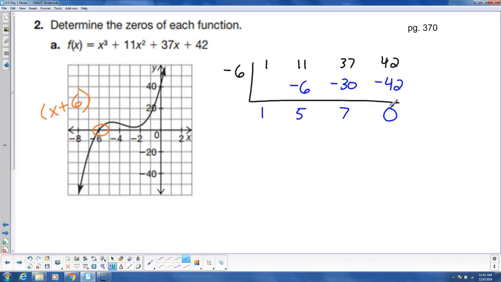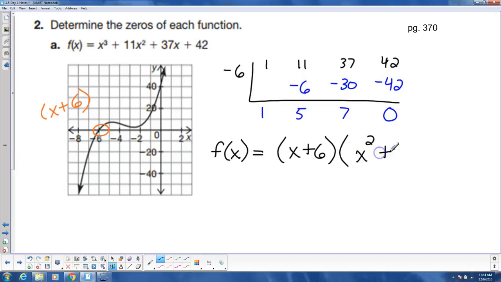So, f of x can be rewritten as what? X plus 6 times x squared plus 5x plus 7. I don't just rewrite it as what it is because I'm talking about the whole function.